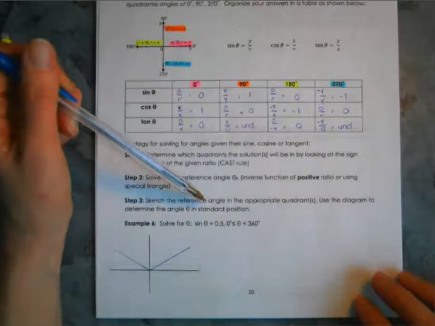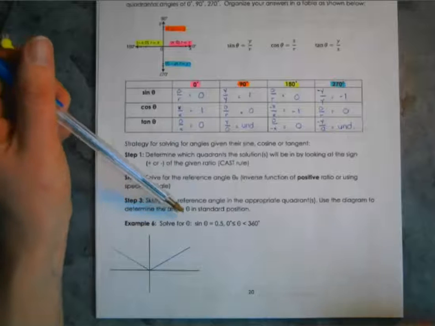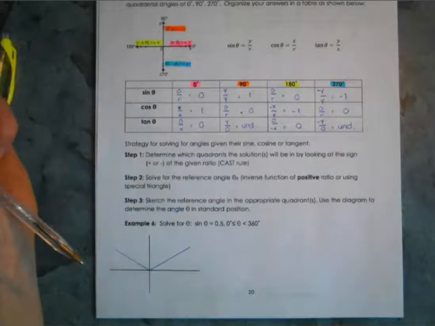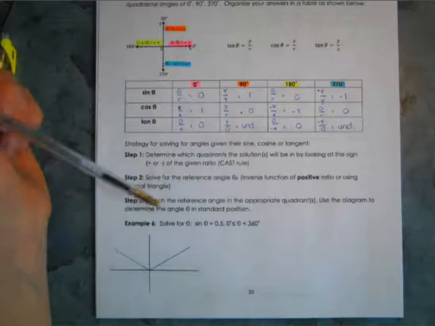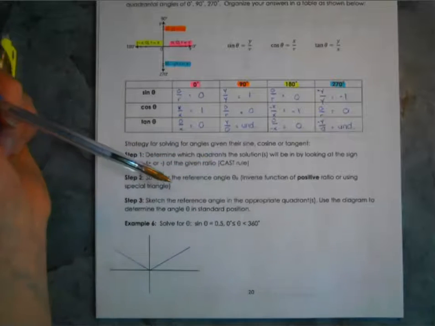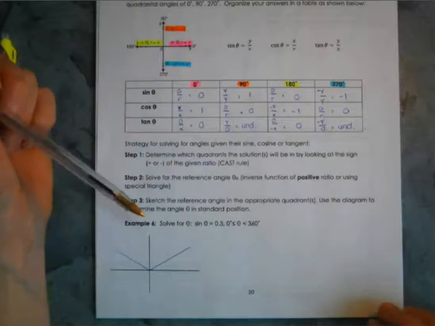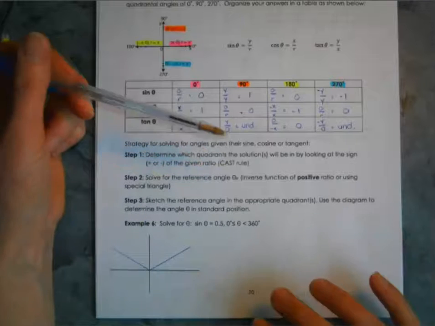Sketch the reference angle in the appropriate quadrants and use the diagram to determine angle theta in standard position. Often this is going to have two possible solutions, due to the fact that there's usually more than one quadrant where the angle can fall, based on the CAST rule.